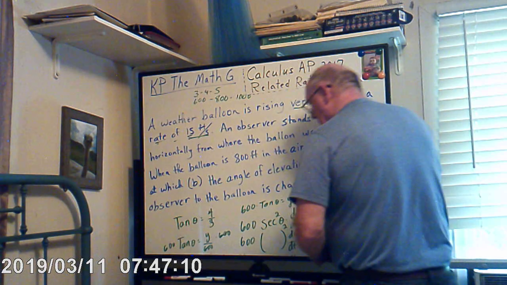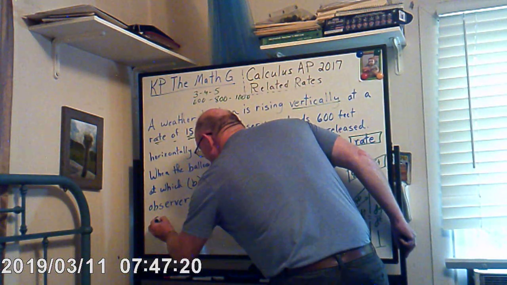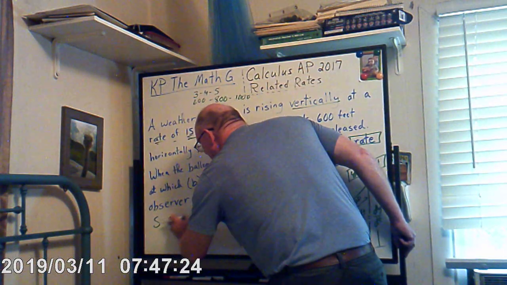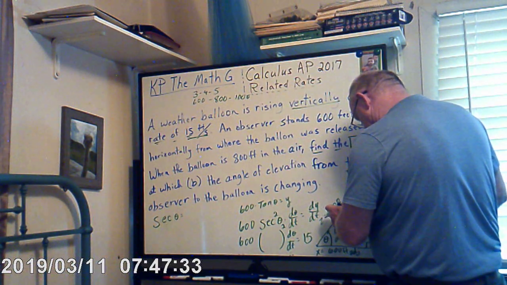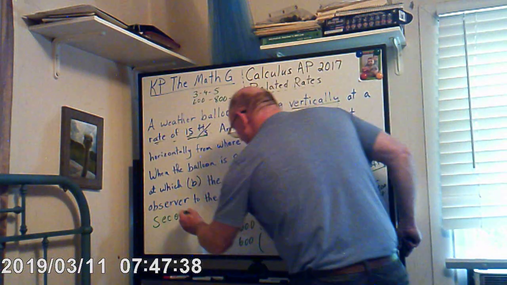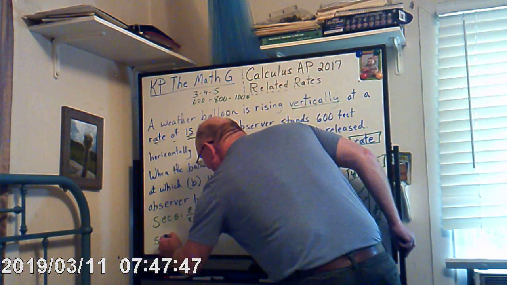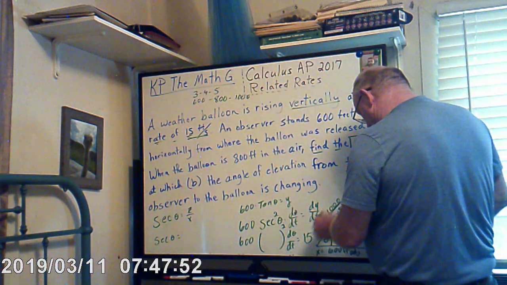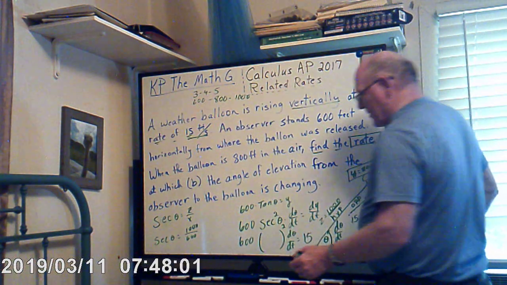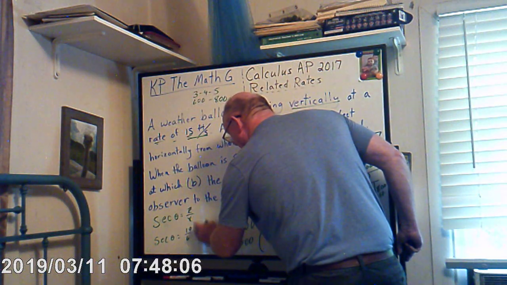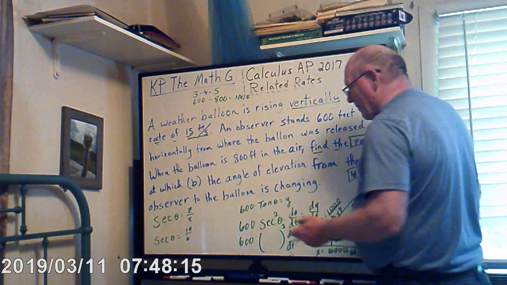Secant. I'm just going to have to erase some of this. I don't want to have to flip this board over. Secant theta. Secant theta is the hypotenuse over the adjacent, which is the hypotenuse, which is z, over x. So secant theta is equal to 1,000 over 600. I'm going to take a couple of zeros out, and that's going to make it 10 over 6. I can reduce that even further if I want to, but I'm just going to leave it like that. Okay?